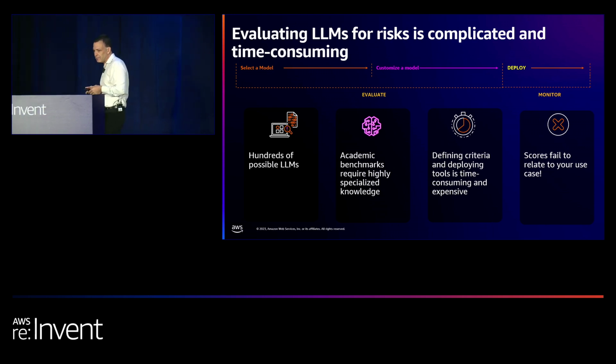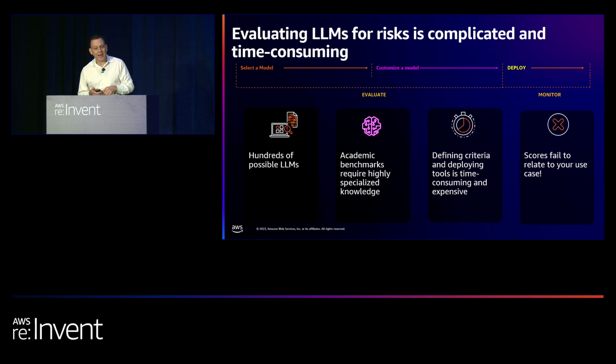There are academic benchmark sites available where you can go. They will have a subset of the models you're interested in, and they require highly specialized knowledge to understand the scores of metrics that are available. Is an MMLU score of 236 good or bad?